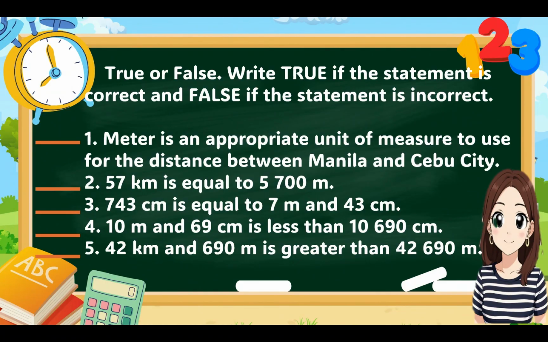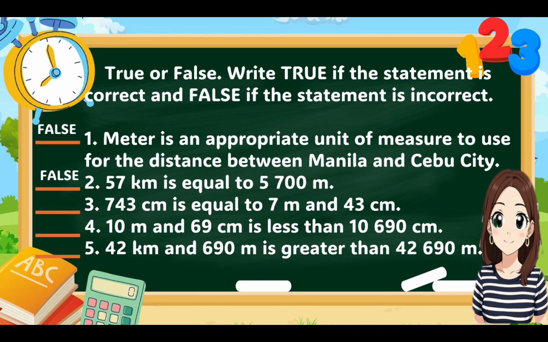Now let's answer whether true or false. Write true if the statement is correct and false if the statement is incorrect. Number 1, meter is an appropriate unit of measure to use for the distance between Manila and Cebu. Okay, that's false. Larger distance means larger unit of measure to use. Number 2, 57 kilometers is equal to 5,700 meters. This is false because 57 kilometers is equal to 57,000 meters.